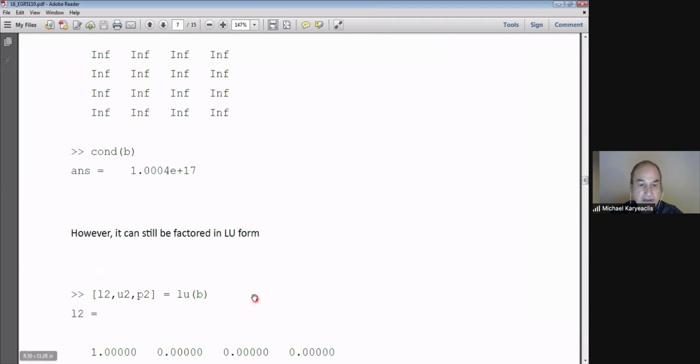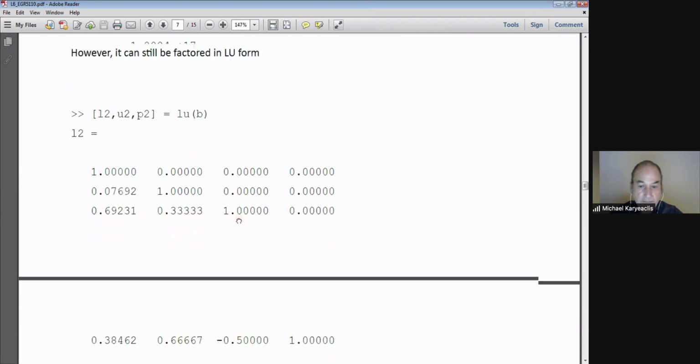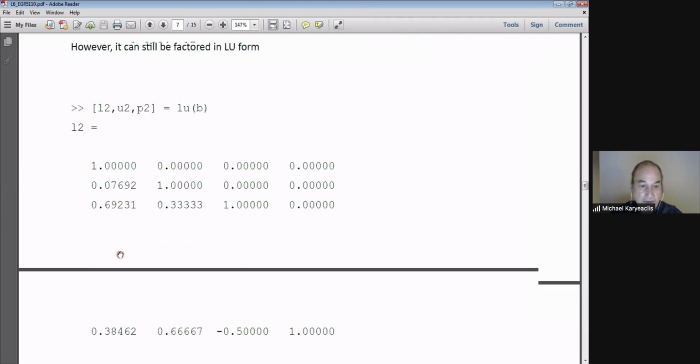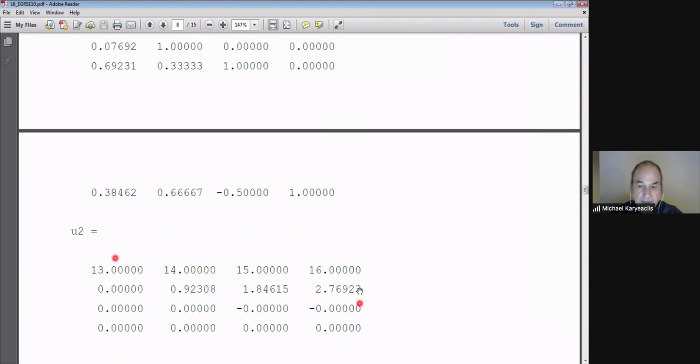So again, we call LU for this case, B, giving L2, U2, P2. And L2 is this matrix again. It's nice, the ones are on here, all these numbers come out nice. There's no problem here. Upper triangular comes out with these. You notice here the minus zeros.